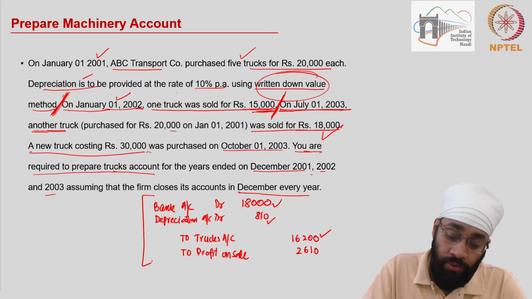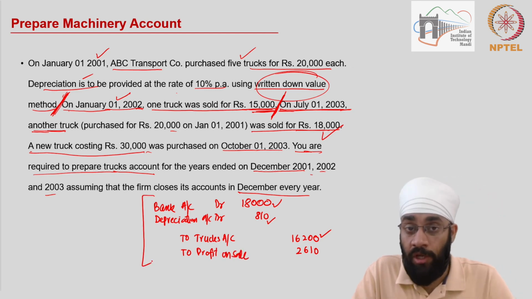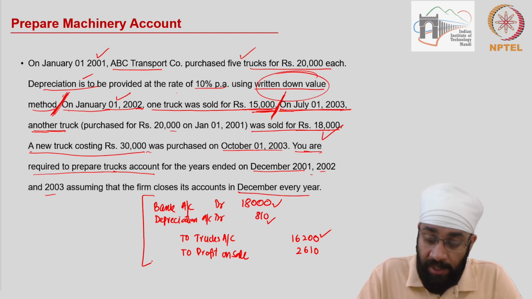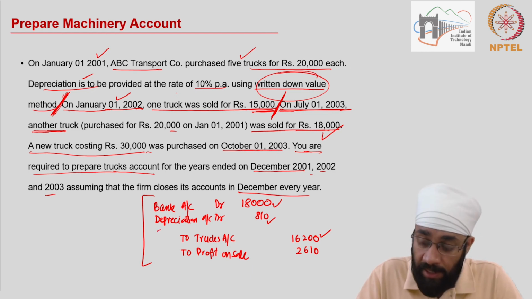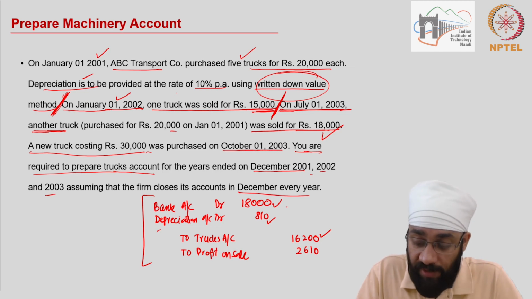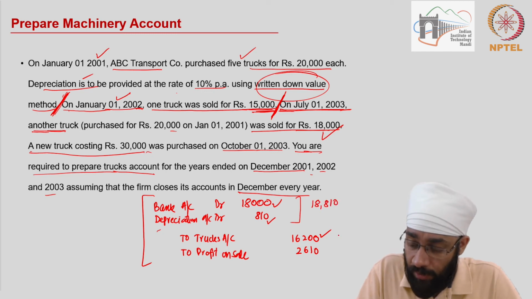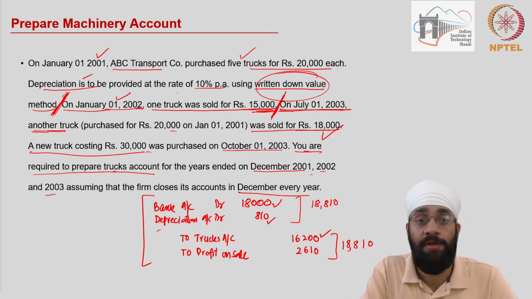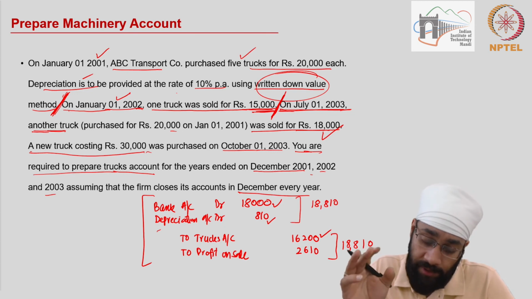And this also introduces you to a new type of transaction where there is a profit on sale rather than a loss on sale. If there was a loss on sale, we would have written it on the debit side. However, here you have a profit on sale. And just to verify, all debits must have an equal credit. The total of the debit side is 18,810, and the total here is 18,810. All debits must have an equal credit.